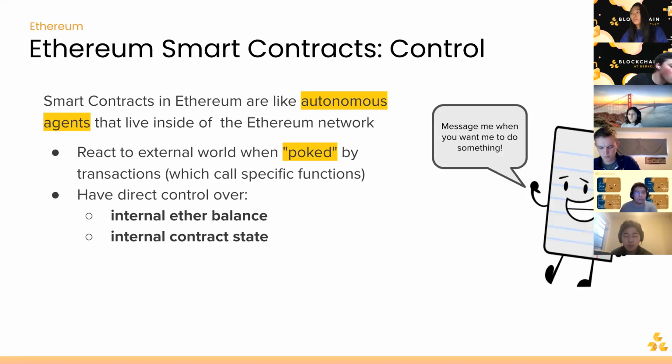All right, so smart contracts are like autonomous agents that live inside the Ethereum network. They react to the external world when they are poked by a transaction, which calls specific functions in the code. So it has direct control over, first, the internal ether balance, second, the internal contract state, and third, the permanent storage.